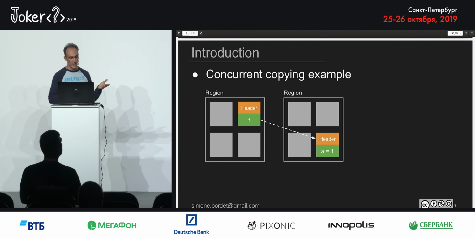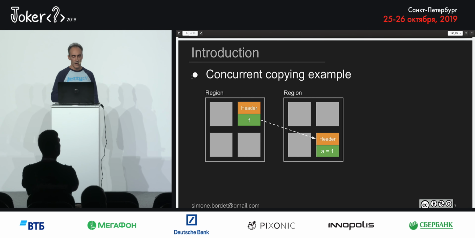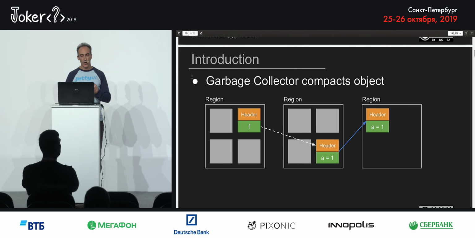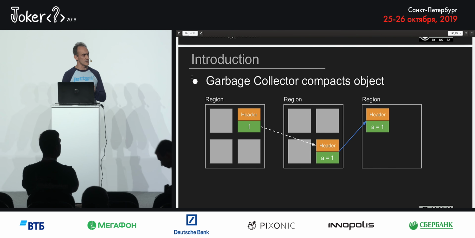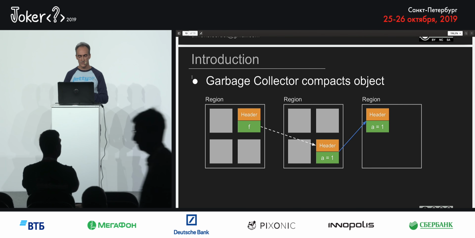So this is the actual problem. We have here two regions, and we have one object pointing to another object, okay? And the garbage collector comes in and says, okay, I want to compact things. So it copies the object, in this case the one that is in the second region, to a third region, which is empty, and so it compacts all the live objects into this new region, right?